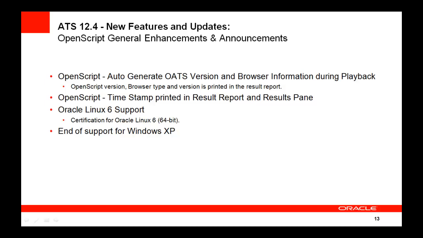There are some general enhancements and announcements in 12.4. With regards to OpenScript reporting, there are some minor enhancements, such as printing the OATS version and browser information during playback. There is also a new timestamp column in the result report and results pane, which displays the actual time of playback. We added support for Oracle Linux 6, and starting with 12.4, ATS no longer supports Windows XP due to its end of life.